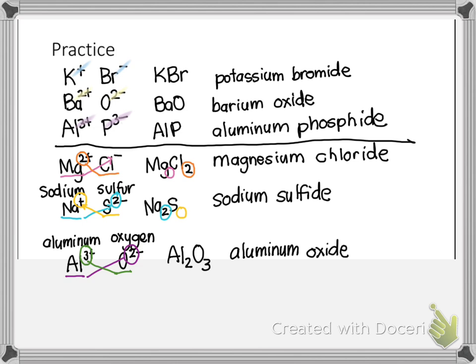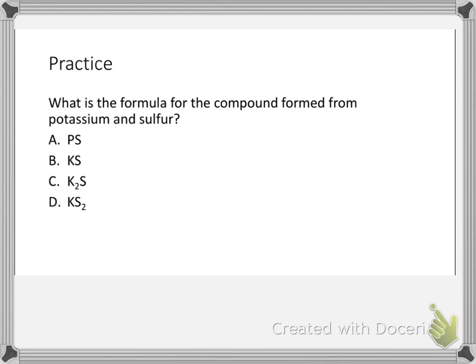Now, I do have other videos in our Canvas shell that just have some more examples. They might have the same ones. There's only so many ions that I can use when I'm doing this. So feel free to look at more of those. But I also have, I think, three practice slides so you can practice. So this is multiple choice, but I want you to try to figure it out. It says, what is the formula for the compound formed from potassium and sulfur? So pause the video and try to get the answer, okay? And then I'm going to keep going, but you go ahead and pause and try.